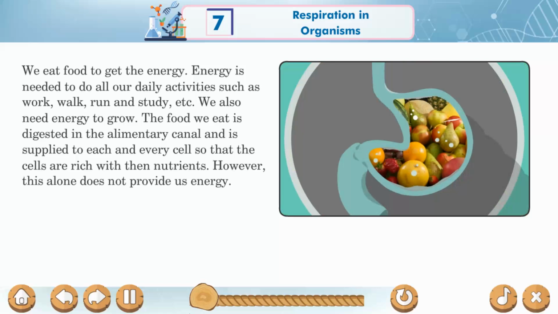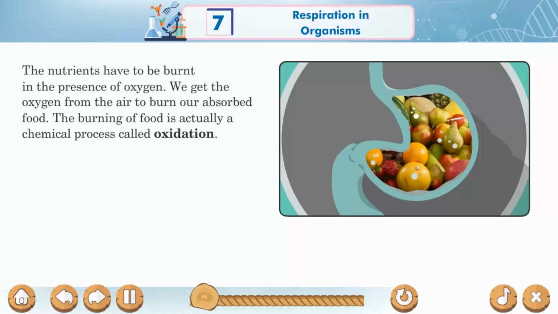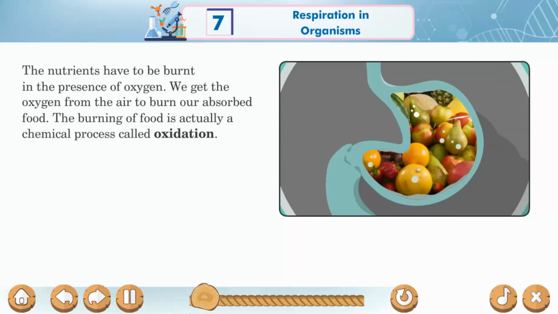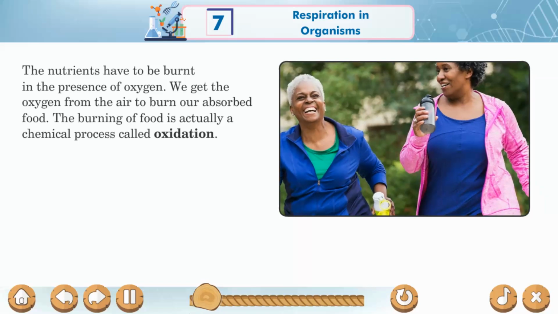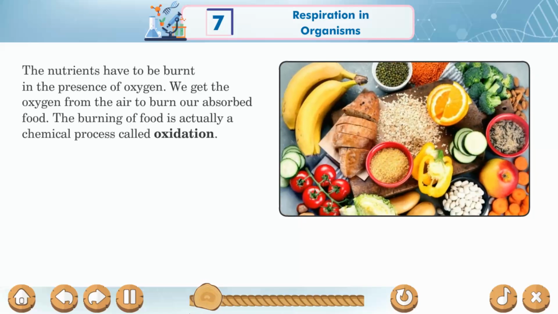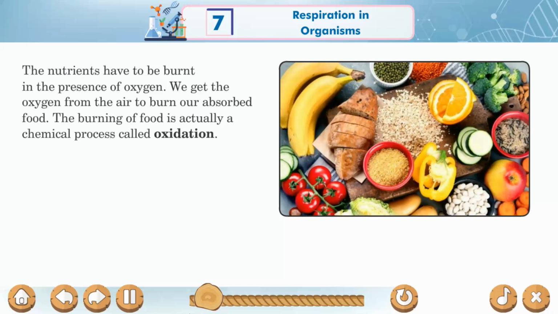However, this alone does not provide us energy. The nutrients have to be burnt in the presence of oxygen. We get the oxygen from the air to burn our absorbed food. The burning of food is actually a chemical process called oxidation.